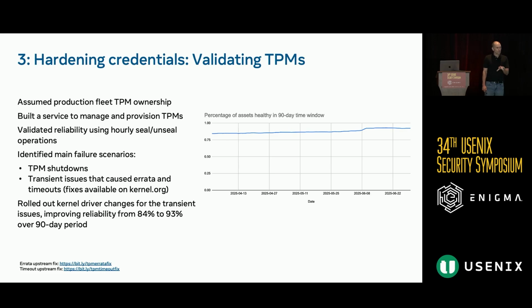Those were the largest problems we saw, so we focused on those, and we built fixes in our provisioning service to attempt retries as well as changes in the kernel driver. And since we're using a Linux kernel driver, all of those fixes we actually published upstream into the Linux community so that everyone else could take advantage of those improvements. Those changes improved our reliability from 84% to 93%.